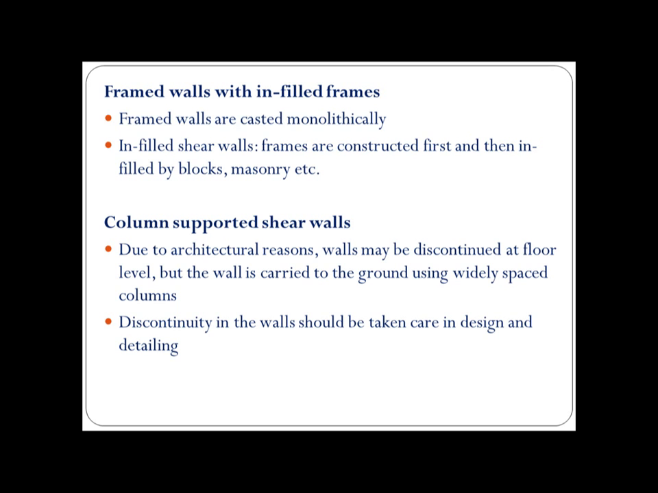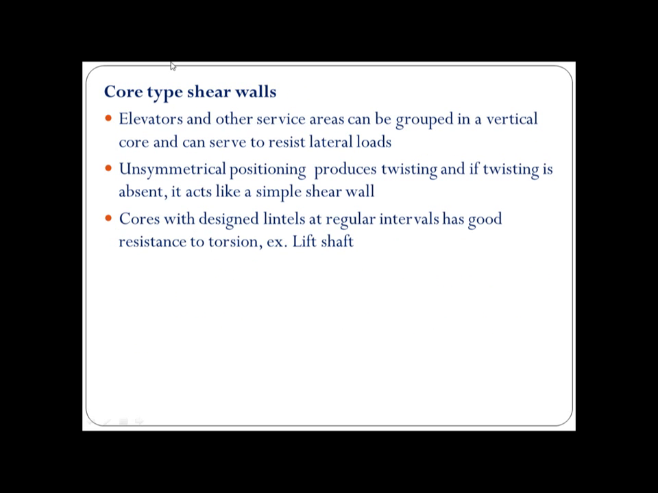Column supported shear walls: whenever we need a big opening, we need to ensure that the shear wall goes up to the foundation. So what we do is go for columns to transfer the forces from the shear wall to the foundation. This becomes a column supported shear wall, and because of this, discontinuity happens and vertical irregularity arises in the structure. So we need to ensure that the structure has been designed to counter the irregularity and to have proper ductility.